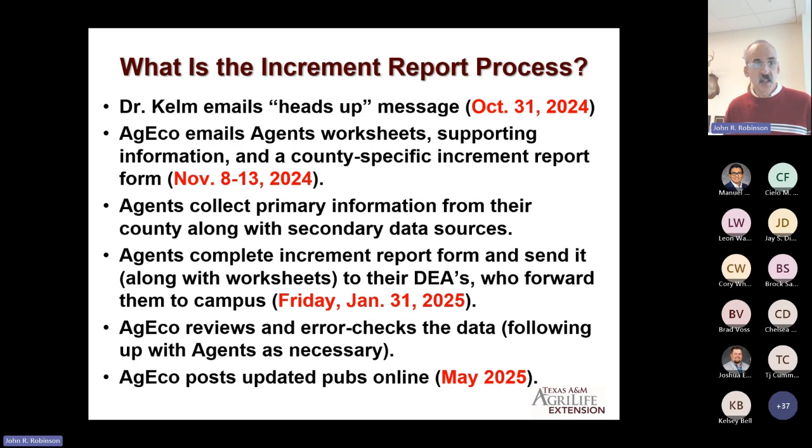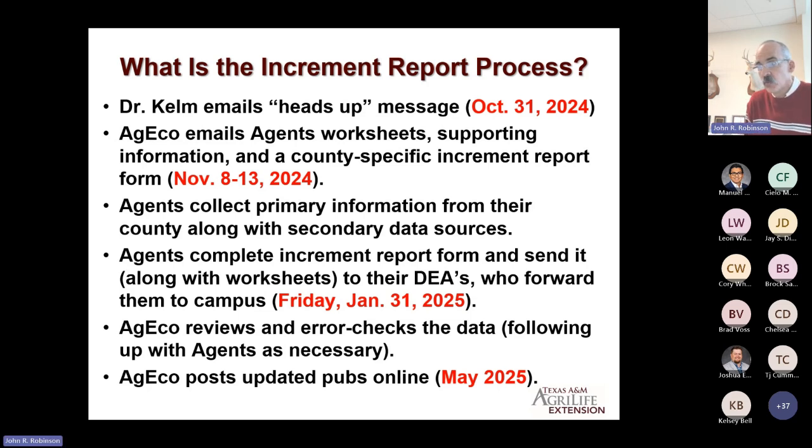Now, if you didn't get that email, call me. My number's going to be in here, various places, or email me. My email's in here, and I'll resend it to you. Okay. If you're missing an email from John Robinson that had attachments to it, then let me know. We'll get it to you. So that happens. Those emails went out in early November.